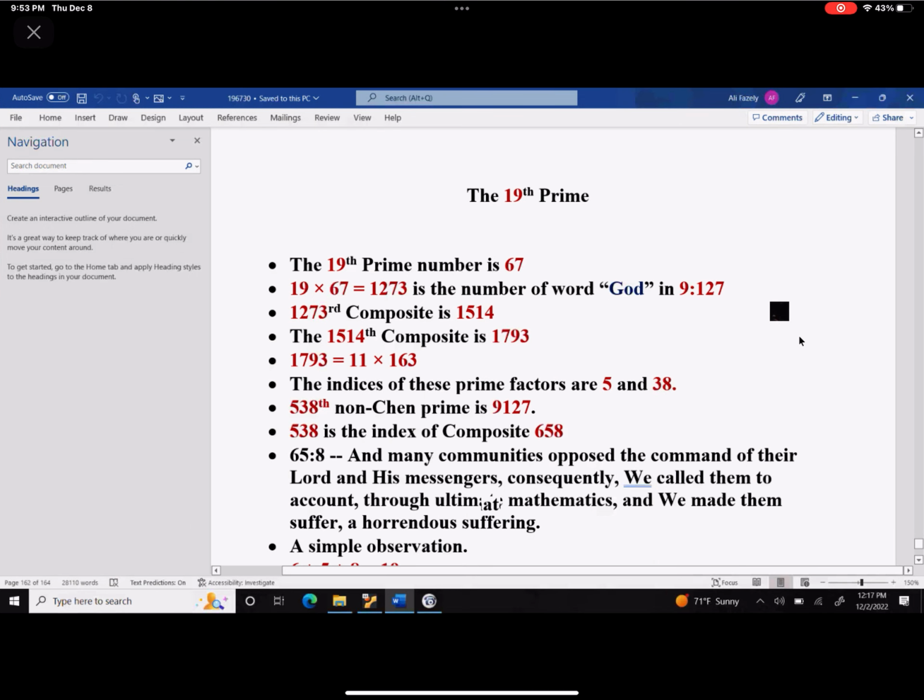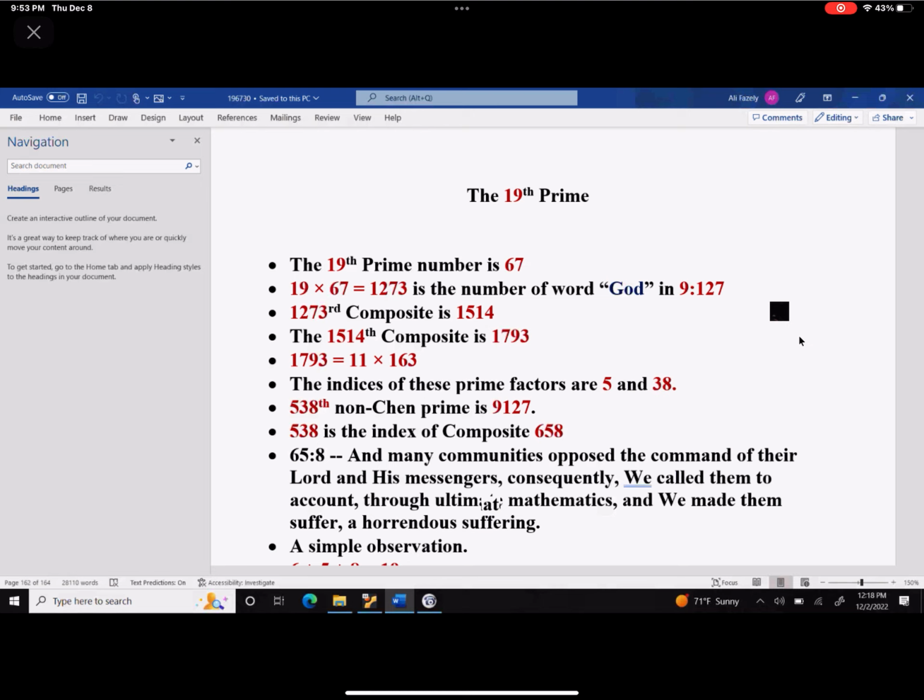More proofs from God here. The 19th prime. Some of these we knew, and I have to put them together in order to make it flow, and some we didn't know. The 19th prime number is 67. We have known this for a long time. 19 times 67, 1273, is the number of word God in 9127. We knew this.